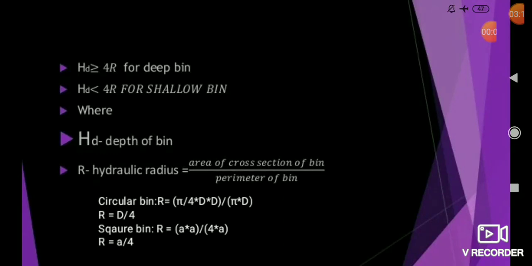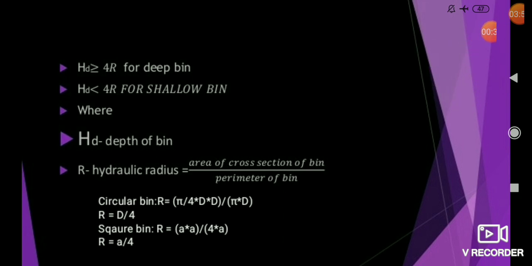You see here that I have calculated for circular bean, that is pi by 4 d square divided by pi d. You all know that pi by 4 d square is the area and pi d is the perimeter, so that the hydraulic radius of circular bean is d by 4. And similarly for square bean, the hydraulic radius is equal to a by 4. You know that a square is the area of the square bean and 4a is its perimeter, so that you can calculate and get the hydraulic radius, that is a by 4.